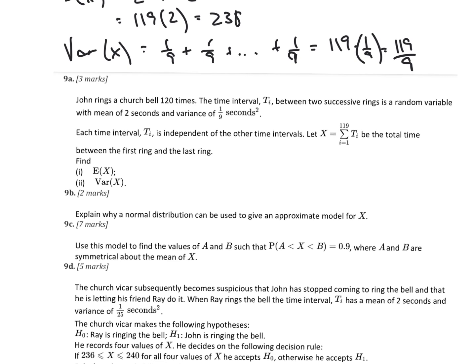And so, explain why a normal distribution can be used as an approximate model for x. Well, for part B, we know that the normal distribution can be used to approximate x because our n is 119, which is larger than 30, so the central limit theorem will apply for this situation. We typically use the central limit theorem when we're talking about averages, but total time and averages are really the same idea, just one's divided and one's added.